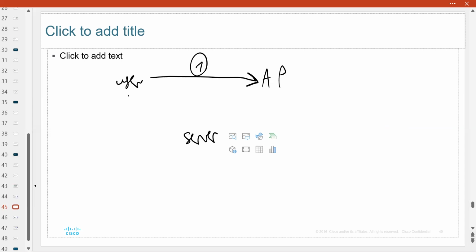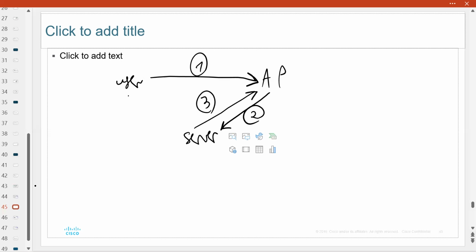One, the user requests authentication. It does not have a pre-shared key, a password. It requests authentication from the access point. Two, the access point initiates authentication with the server. Three, the server verifies the credentials of the user.